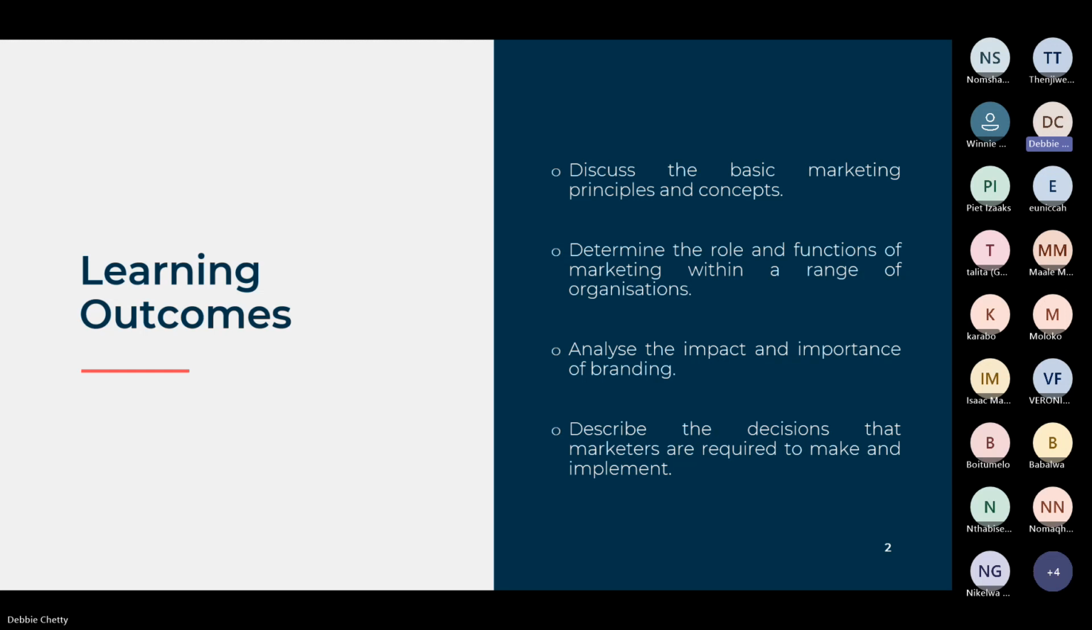By the end of this unit, you need to discuss the basic marketing principles and concepts. So what are these basic marketing concepts or principles? You also need to determine the role and functions of marketing within a range of organizations. You must be able to analyze the impact and the importance of branding and describe the decisions that marketers are required to make and, of course, implement, right? So these are some of the learning outcomes in your Unit 2 that you need to focus on. In your study guide, it provides more detail on what your learning outcomes are, and you need to also understand what they are.